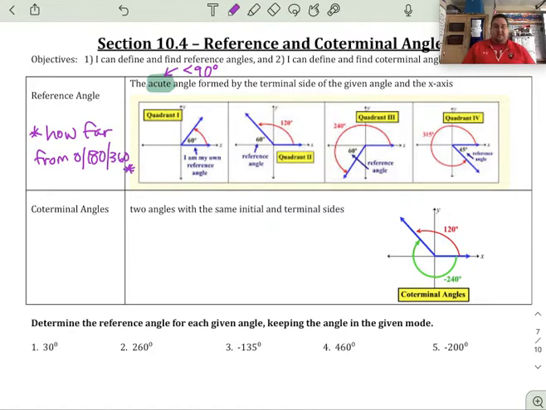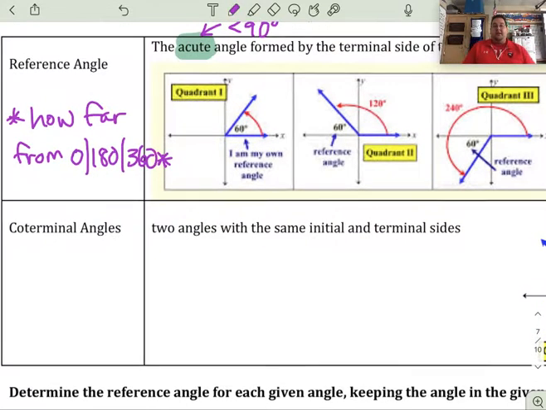That's what a reference angle does for us. It tells us how far we are from 0, 180, or 360. How far are we from either 0, 180, or 360? It's got to be an acute angle, so less than 90. If you're in the first quadrant, all angles in the first quadrant are less than 90 already. So however many degrees you've gone from the initial side is going to be less than 90. That's how far away you are from the x-axis right here. So anything in quadrant 1 is its own reference angle.